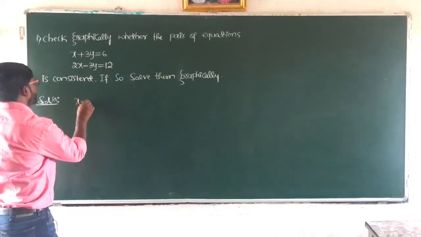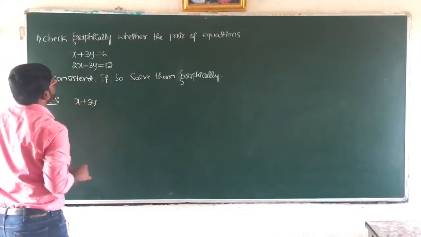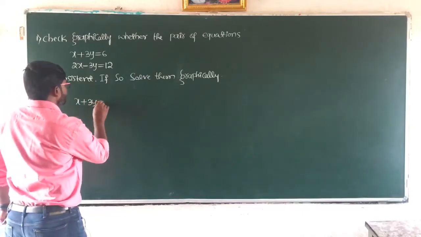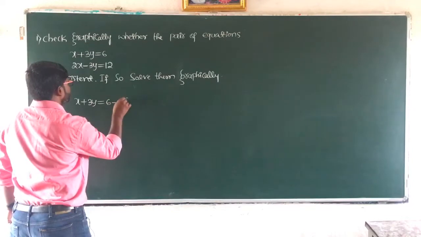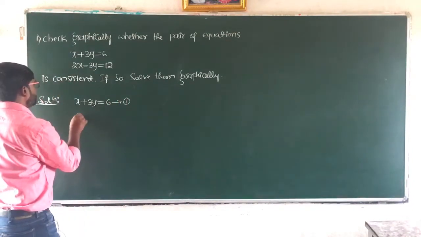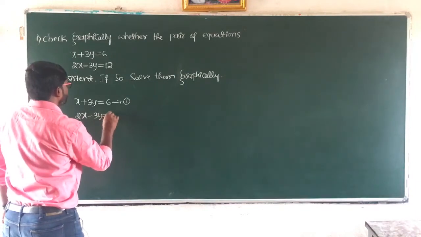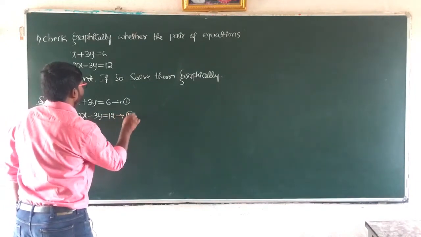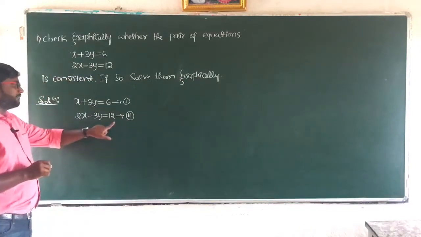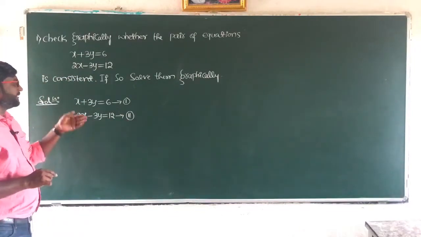x plus 3y which is equal to 6, I call this equation number 1. Then the second one, 2x minus 3y which is equal to 12, I call this equation number 2. So now from equation 1 and equation 2 we have to separate y.